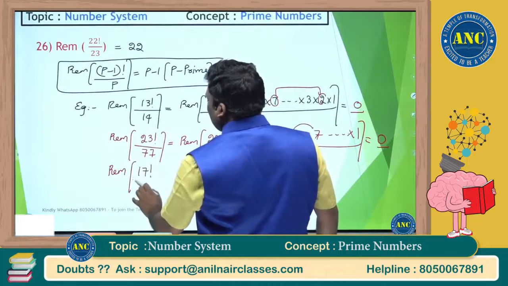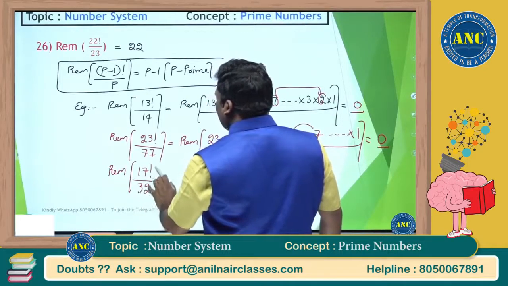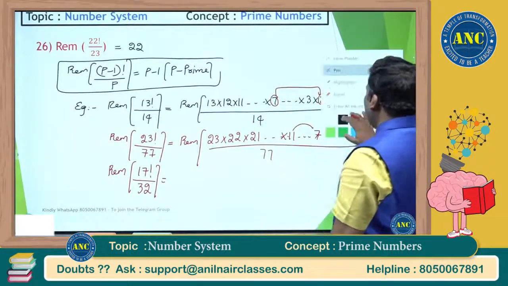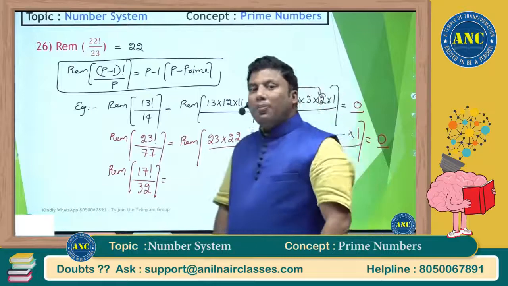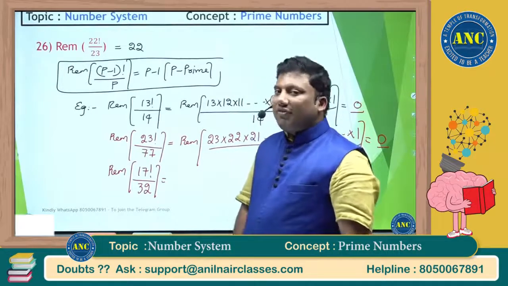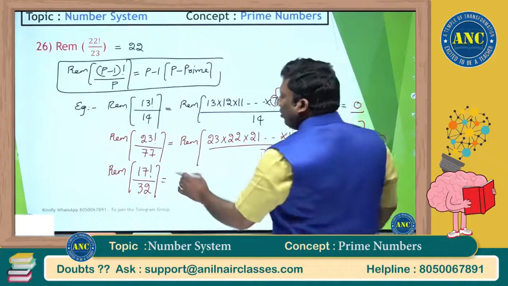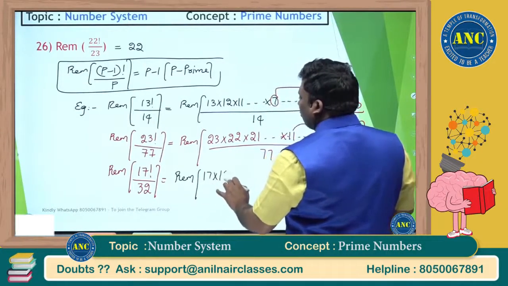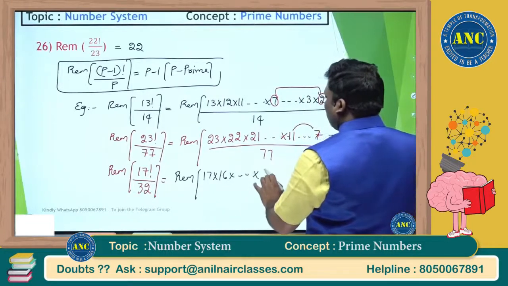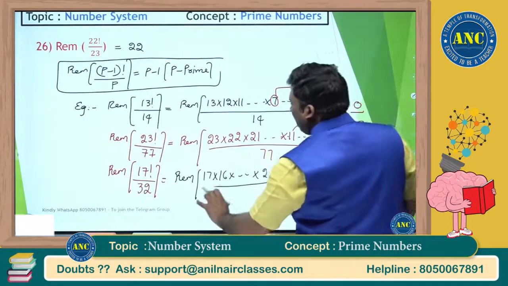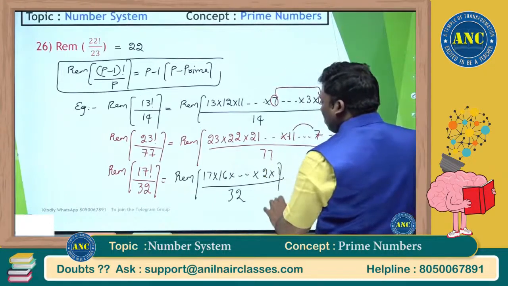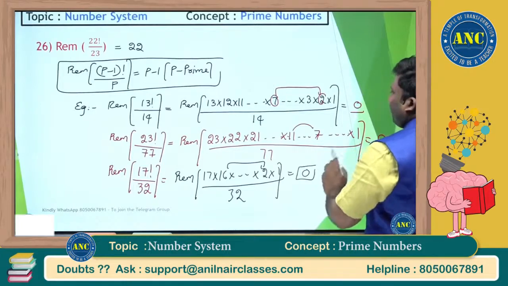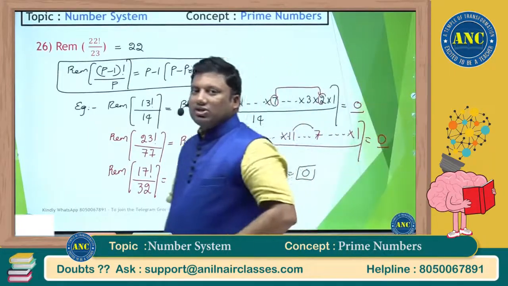Suppose the question is 17 factorial divided by 32. What if the denominator is a composite number and the numerator is a factorial? 17 factorial can be written as 17 into 16 and so on up to 2 into 1, divided by 32. 16 twos are 32. So the answer is 0.